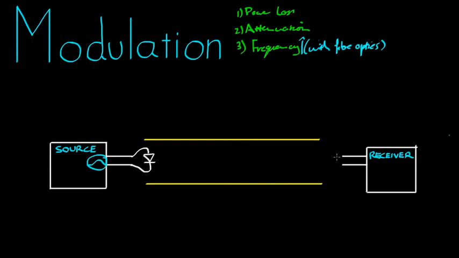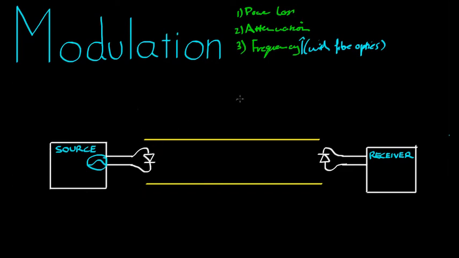And on the receiving end, we'd have something like a photodiode or a light-dependent resistor, something that will recognize when there's a high intensity of light and a low intensity of light. So we actually understand the signal coming through.